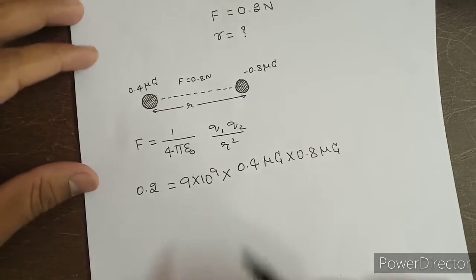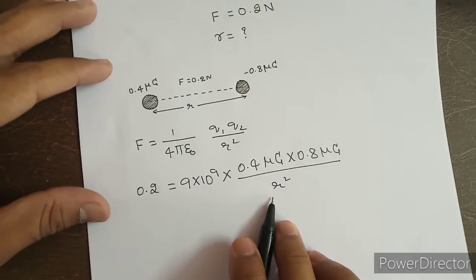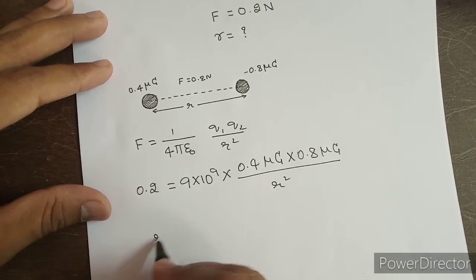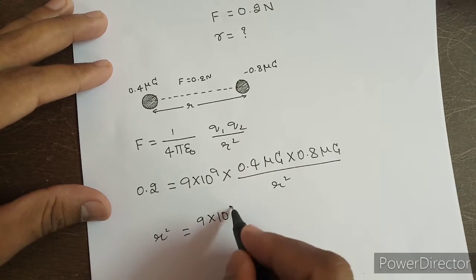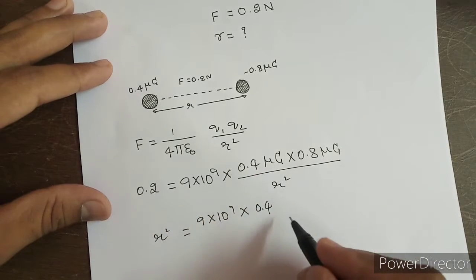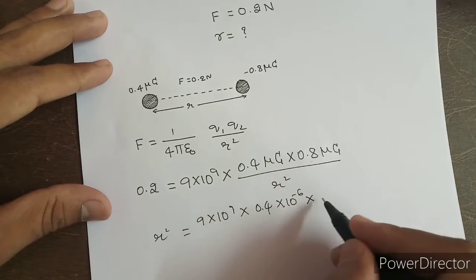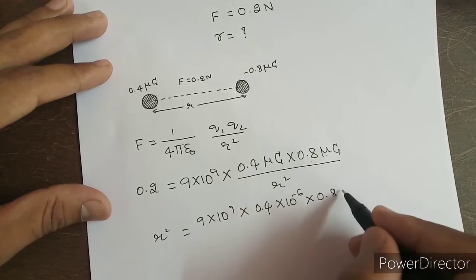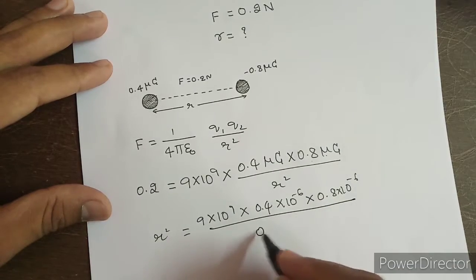Okay, divided by r square. We need to find r. That r will come to this side. Okay, r square is equal to 9 into 10 to the power 9 into 0.4 micro, meaning 10 to the power minus 6, into 0.8 micro, again 10 to the power minus 6, divided by 0.2.